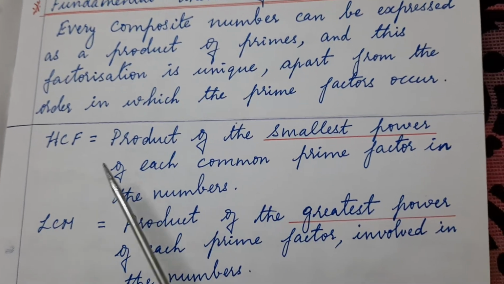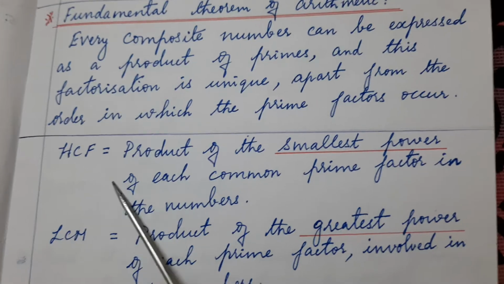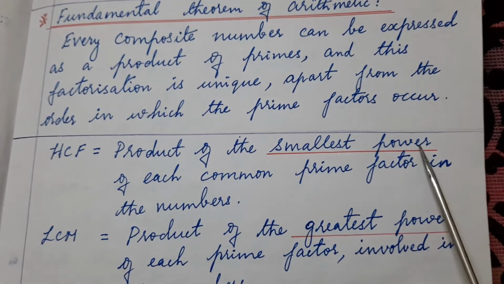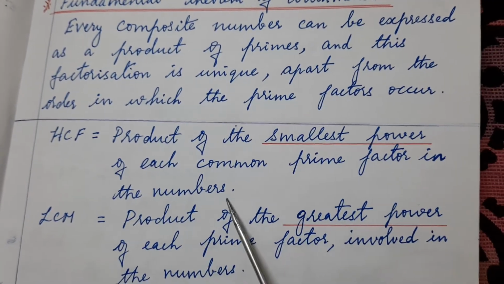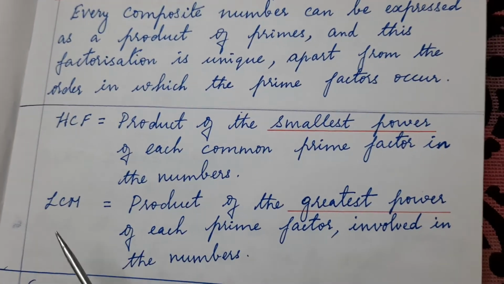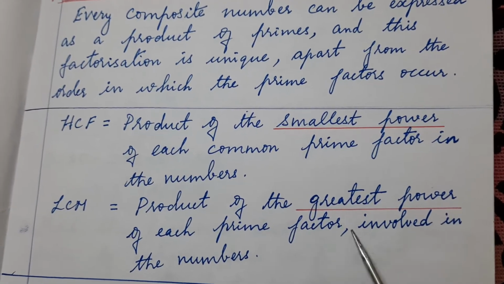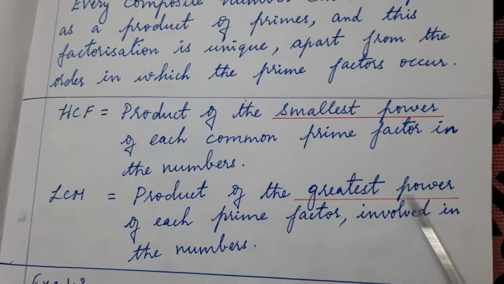Now next, using those prime factors, we are going to find the HCF and LCM. What is HCF? Highest common factor. That is the product of the smallest power of each common prime factor in the numbers. LCM is the least common multiple. That is the product of the greatest power of each prime factor involved in the numbers. Since it is a multiple, it will be the greatest power.